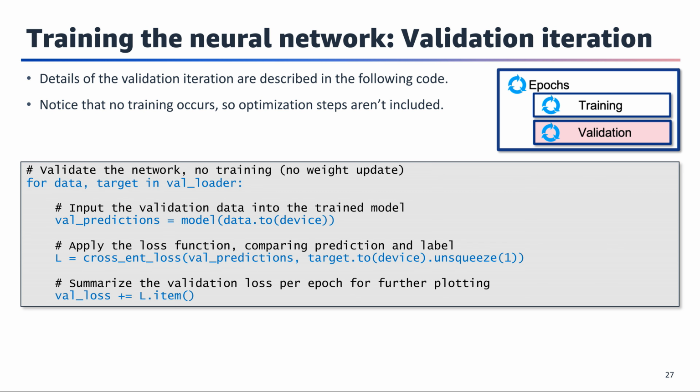The key steps involved are, first, the validation data is input into the trained model to obtain predictions. These predictions are then compared with the true target labels using a loss function, such as cross-entropy loss. This loss calculation allows us to evaluate the model's performance on the validation set without modifying its parameters. The validation loss is summarized for each epoch, enabling us to track the model's performance over time and potentially identify issues like overfitting or underfitting. By monitoring the validation loss alongside the training loss, we can make informed decisions about stopping training, adjusting hyperparameters, or modifying the model architecture.